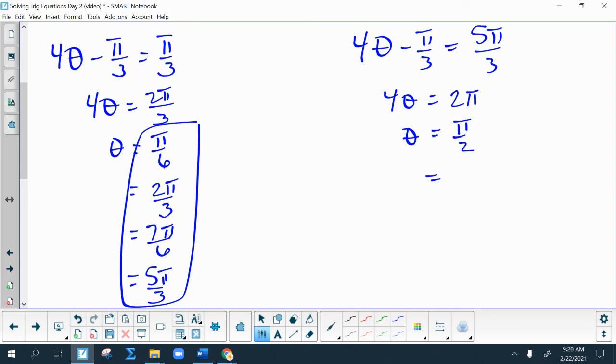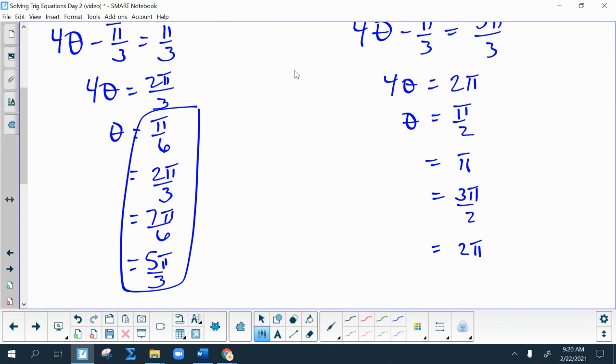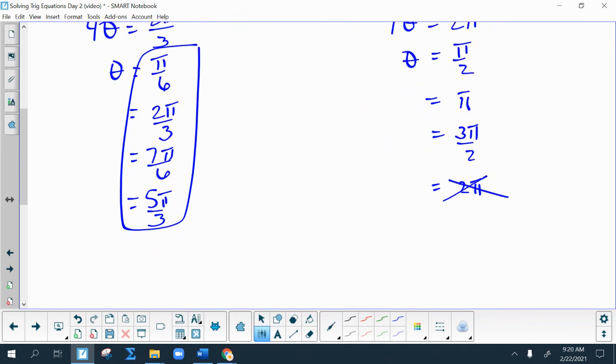This one's a lot easier, right? So I'm going to add pi over 2 on, I get pi. Add pi over 2 on, I get 3 pi over 2. And this angle gives a little bit of a trick answer. I add it on again, I get 2 pi. But my window to this problem does not include 2 pi. So I actually cannot include that answer, and I only get these 3.